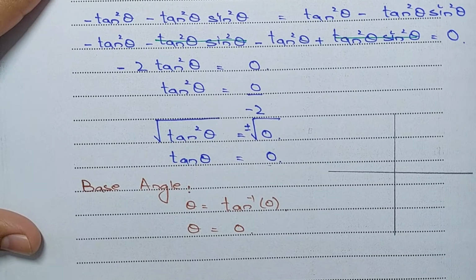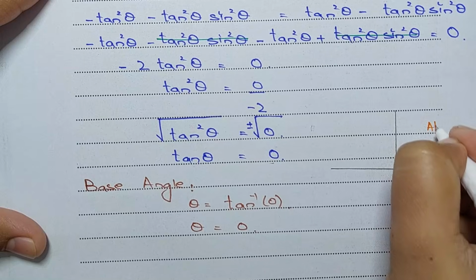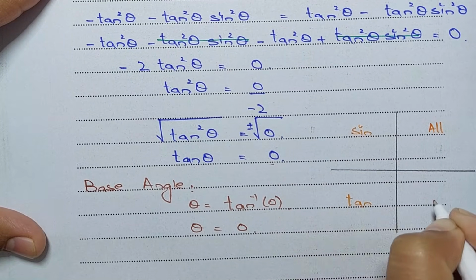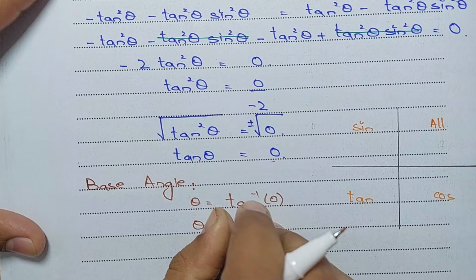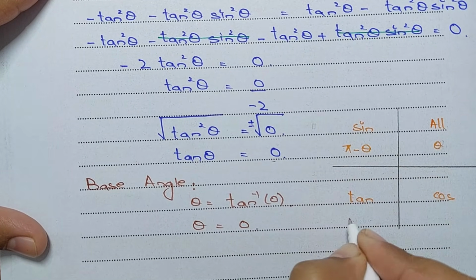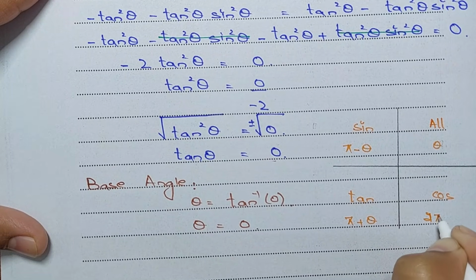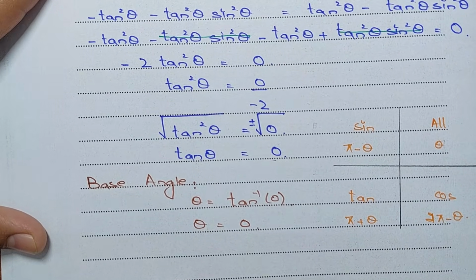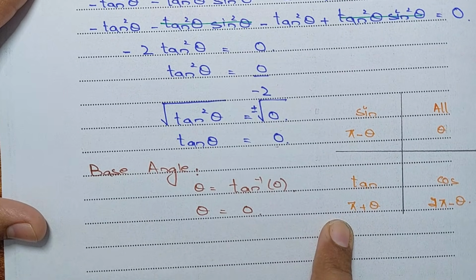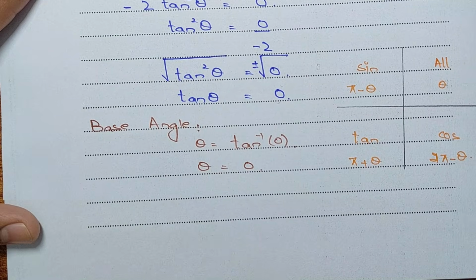Okay, the domain is from 0 to 2 pi. So in the first quadrant, all trigonometric ratios are positive. In the second, sine is positive. In the third, tangent is positive. And in the fourth, cos is positive. In the first quadrant, theta is the base angle. Here, pi minus base angle. Here, pi plus base angle. And here, 2 pi minus base angle, right? Now tangent is positive in the first and third quadrants according to the given domain.